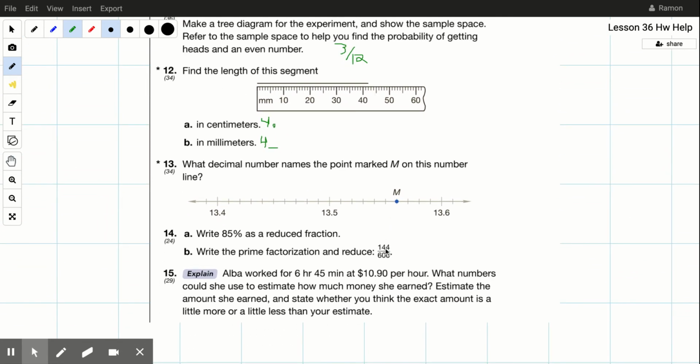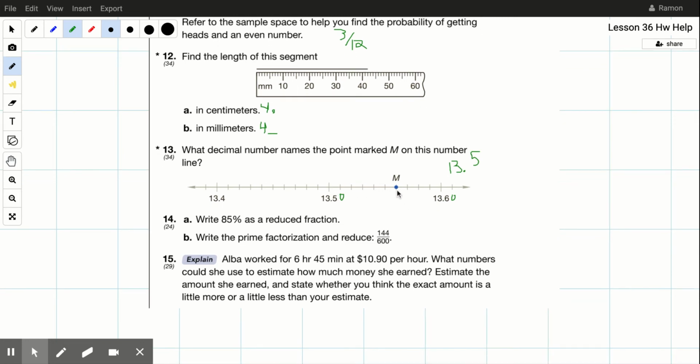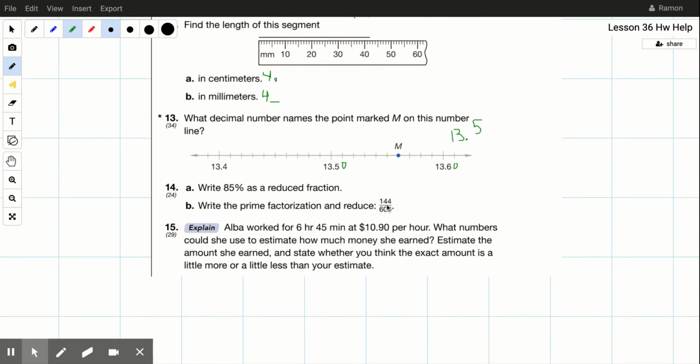Number 13, which decimal number names the point marked M on this number line? Well, it's between 13.5 and 13.6. So we know that it's going to have 13.5 as its start. And we add our terminal zeros so that we can count 51, 52, 53, 54, 55, and so on and so forth. So make sure that you count those out to find your point marked M.